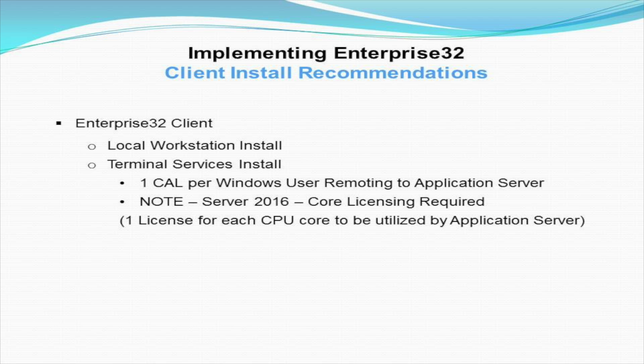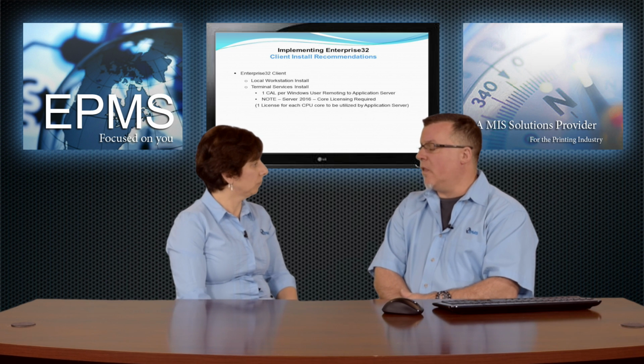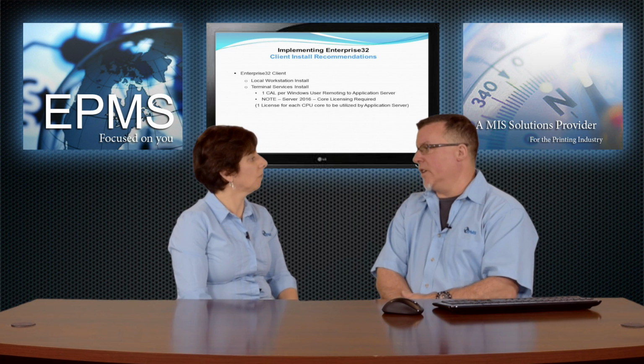Okay. So the next one I touched base on roughly is if you're running Server 2016, there is some core licensing required, 1 license for each CPU core to utilize the application server, which basically means the same thing we sort of discussed earlier with the cores on the database server. You have to have licensing for each of the cores. Okay. However, if you're using a lesser version like Server 2012, then you eliminate that core licensing need.